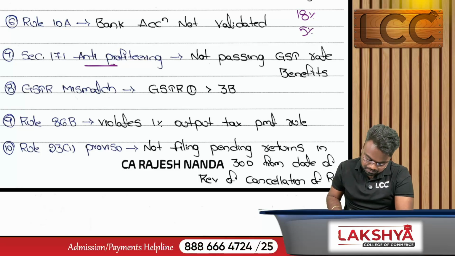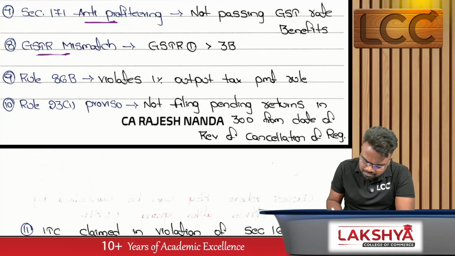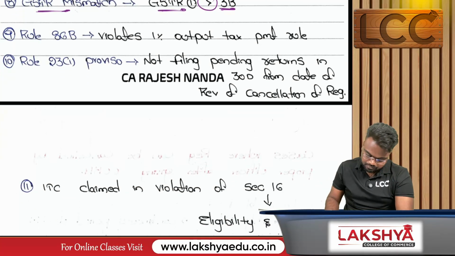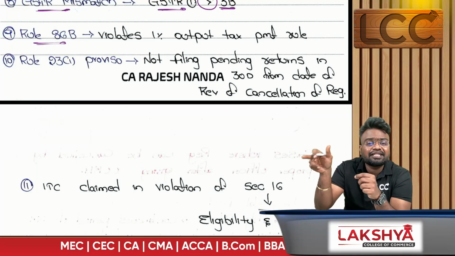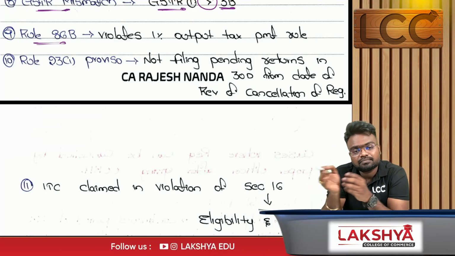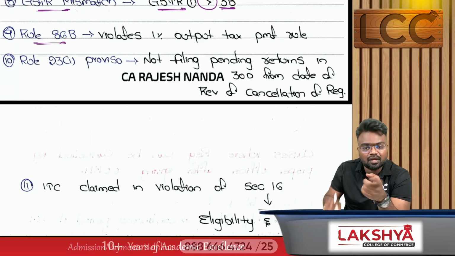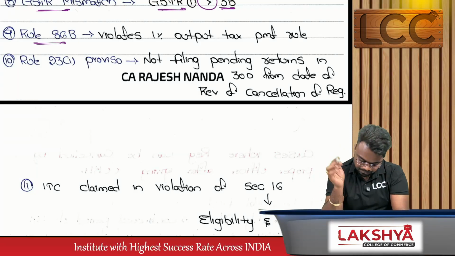Next one, GSTR mismatch. What is that mismatch? GSTR 1 is greater than GSTR 3B. Next, Rule 86B. What is Rule 86B? That is the 99% ITC provision. We can claim a maximum of 99% of ITC. On that 1%, what do we need to do? We need to pay in cash.